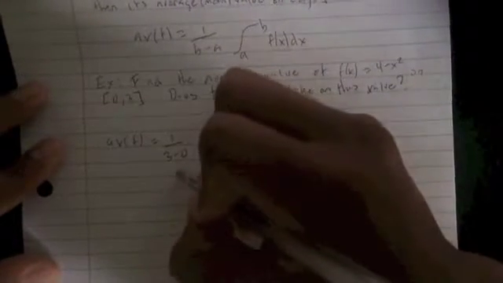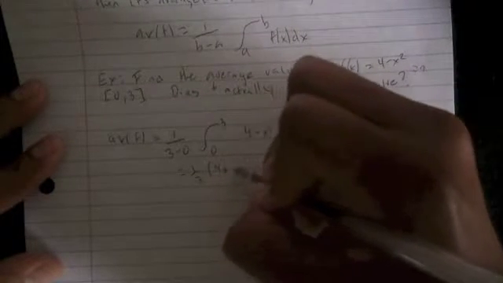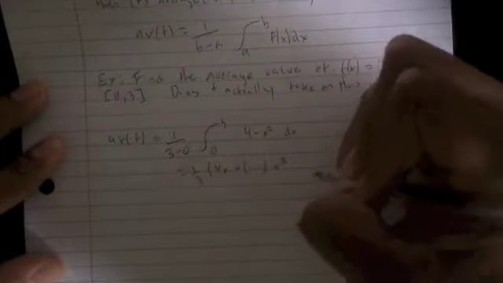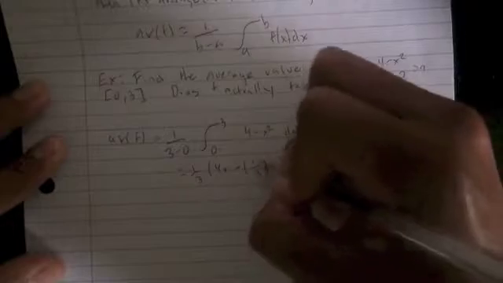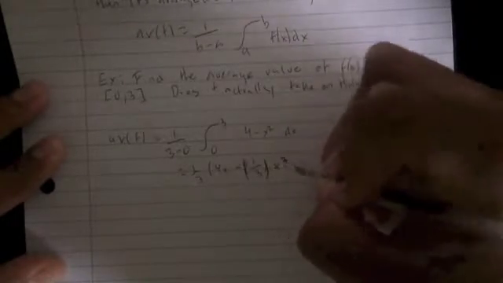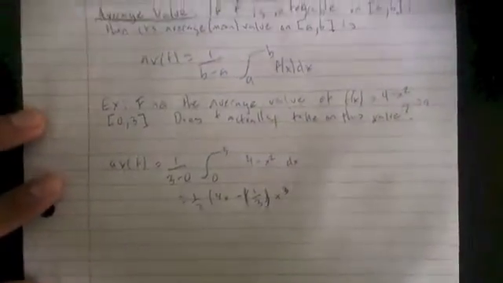So the average value of f is equal to 1 over 3 minus 0, because that's the interval, times the integral from 0 to 3 of 4 minus x squared dx. So in order to simplify this equation, we have to take the antiderivative. So we bring down the 1 over 3 in parentheses, and then the antiderivative of 4 is 4x.